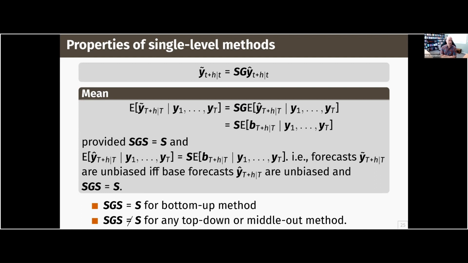Now, it turns out that that is true for the bottom-up method. It's not difficult to show. And it turns out that it's not true for any other method that we've talked about so far. It's not true for top-down, and therefore it's not true for the middle out method. So even if you start with something that's unbiased, you will end up with something that's biased if you're using a top-down or middle out method. But if you're using a bottom-up method, at least you get unbiasedness. That doesn't mean they're going to be good forecasts. They still might have really high variance, but you will preserve the unbiased nature of the forecast. So that's an interesting first result.